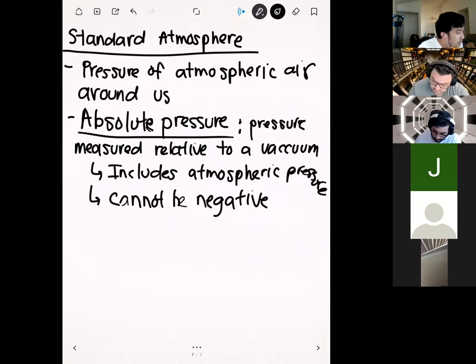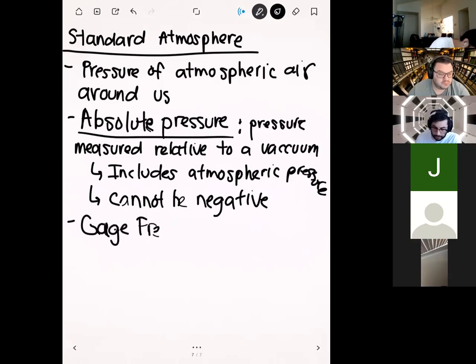But a lot of times, we don't use absolute pressures for problem solving, because the atmospheric pressure is around us all the time, so we mostly just ignore it. The pressure that we use for problems is known as gauge pressure. Gauge pressure is pressure that's measured relative to atmospheric pressure.